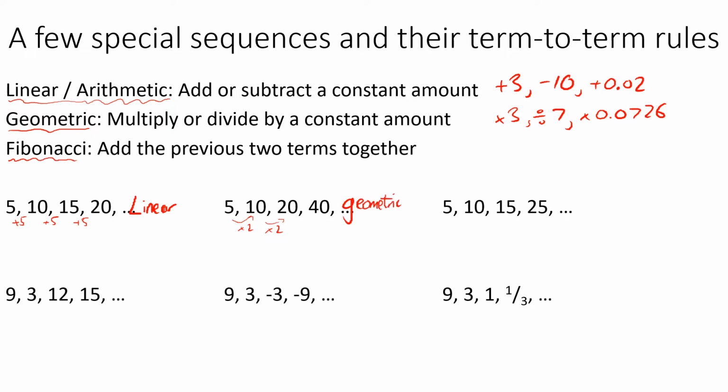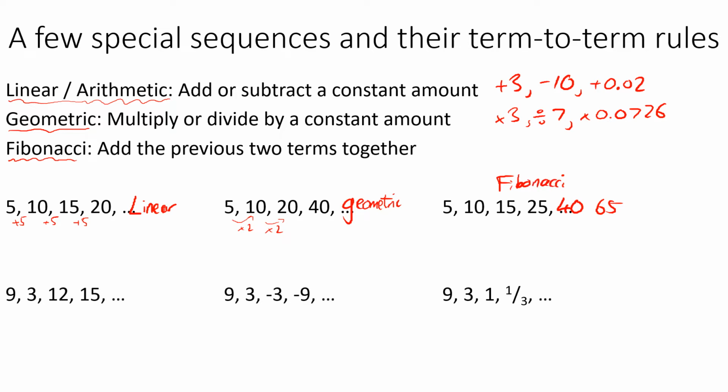What about this one? 5, 10, 15, 25. Well, it kind of looks like we're adding 5 for a bit, doesn't it? Because we go 5 plus 5 is 10, plus 5 is 15, but then it doesn't keep working, and a rule has to work all the way through. So this is actually an example of one of those Fibonacci sequences, because we go 5 plus 10 equals 15, and then we go 10 plus 15 equals 25, and if we were to come up with the next term in the sequence, we go 15 plus 25 and we get 40, and our next one after that will be 65. So this is a Fibonacci sequence.